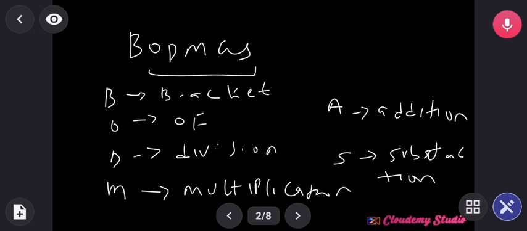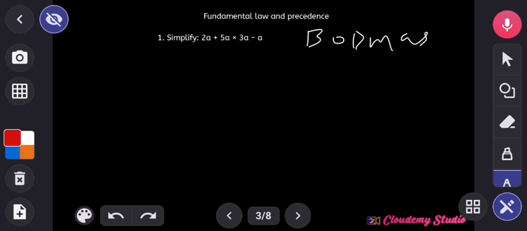So let us move to the first question, where we'll be applying the law of BODMAS. In this first question, they say we should simplify 2a plus 5a multiplied by 3a minus a. This is the question. We are told to simplify it, right? We are going to write BODMAS down.